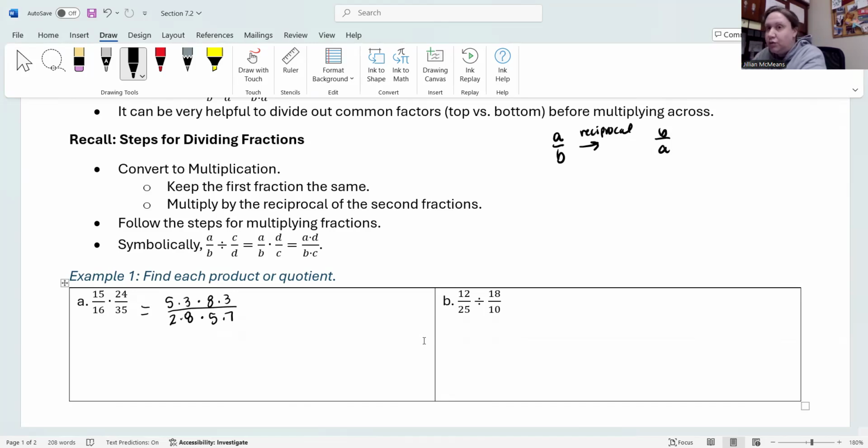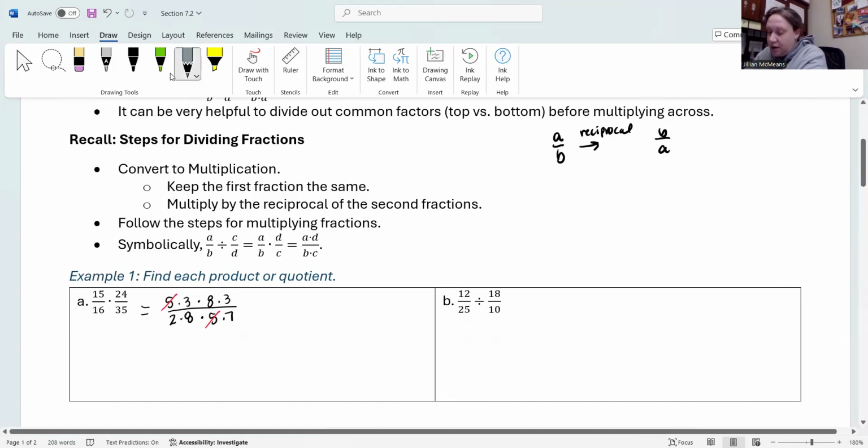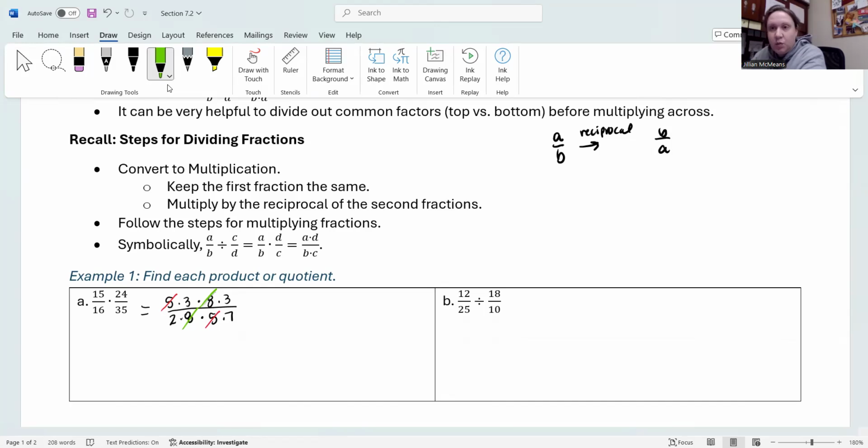Now I can really clearly see things that are going to cancel. There's a 5 in the numerator and a 5 in the denominator. If I divide those out, I just get 1. There's also an 8 in the numerator and an 8 in the denominator. 8 divided by 8 is 1. So we've canceled 8s, and we've canceled 5s.